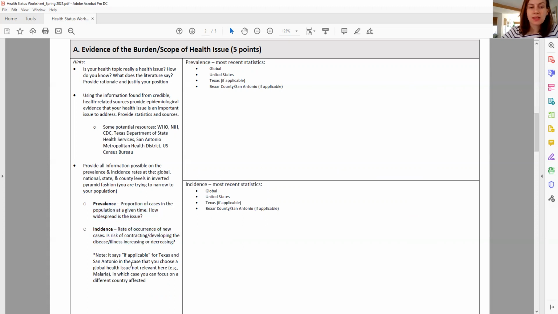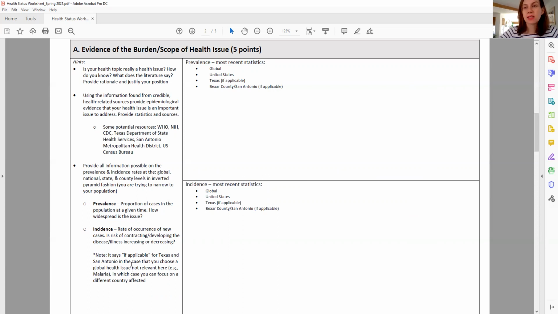Prevalence is the proportion of cases in a population at a given time. So how widespread is the issue? If we want to know the current prevalence of lung cancer in the United States, it should be something like 5% of the total population had lung cancer in 2020. Or it could be not a percentage, but a total number: 1 million people have lung cancer in the United States or in Texas currently. Incidence is the rate of occurrence of new cases.